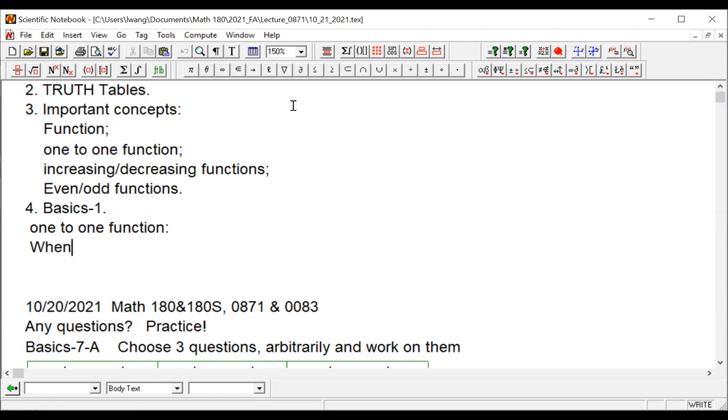Whenever you apply the words, whenever one input is not the same as the other, and their respective outputs are different. So whenever the inputs are different, the outputs are different as well. That's the definition. This is the ultimate criteria.